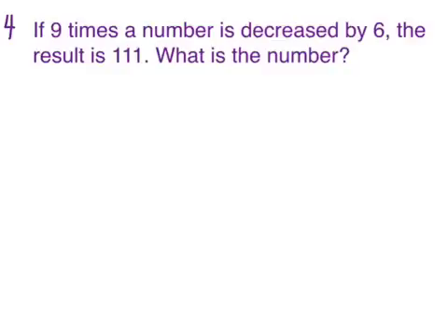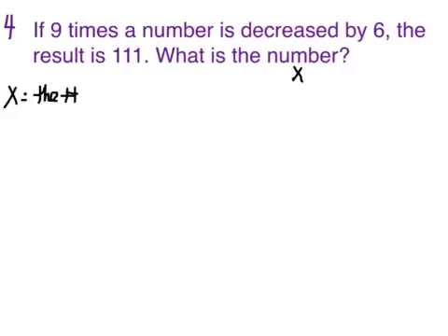All right, so again, we're thinking, we're looking for a number. Let's call our number X. We know we're supposed to find the number, so let's call it X. So X is our number, the number. Okay. Now, let's start reading. If 9 times a number is decreased by 6, the result is 111.